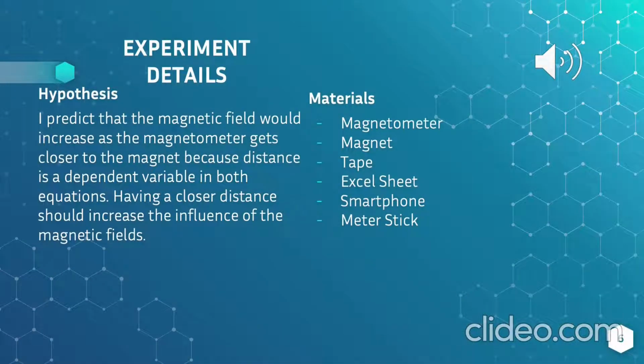I predict that the magnetic field would increase as the magnetometer gets closer to the magnet because distance is a dependent variable in both equations. Having a closer distance should increase the influence of the magnetic fields. And on the right, you can find the materials needed to do this experiment.